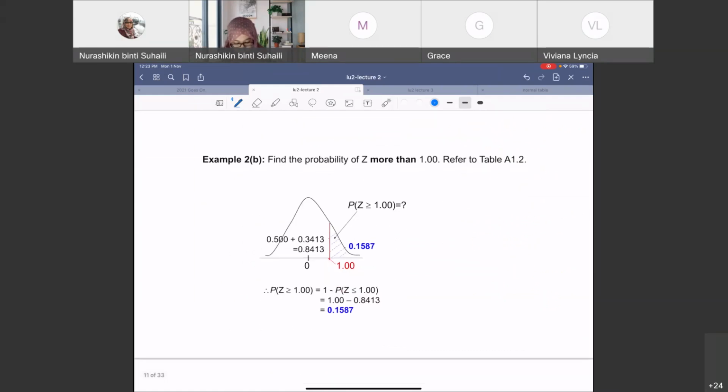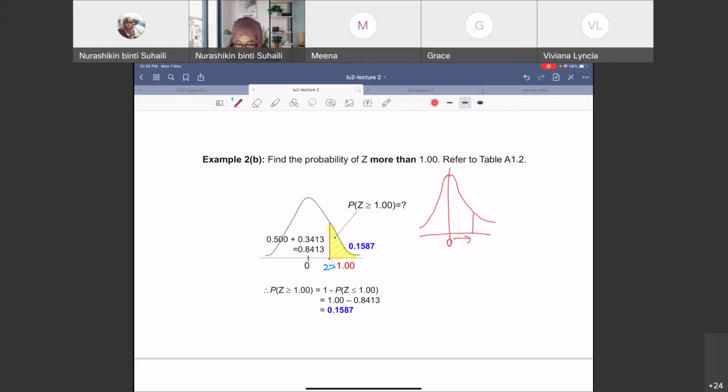Now find the probability of z more than 1. So here the area is here, right? Because this one is z more than 1, this is the area. So how do you want to find it? You also have to deal with lots of logic here. You know that the values given in the table only cover from the axis to the right.